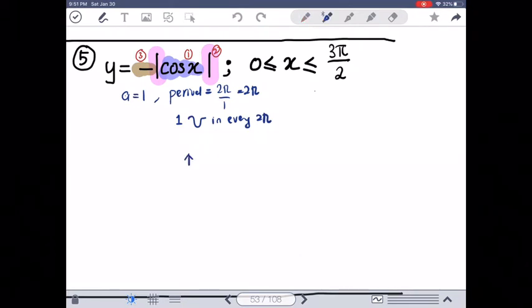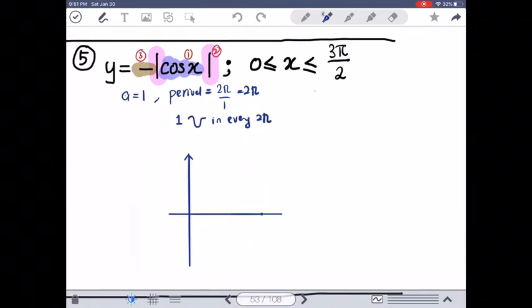Draw your graph. Okay. In this case, I will draw, let me put it this way.